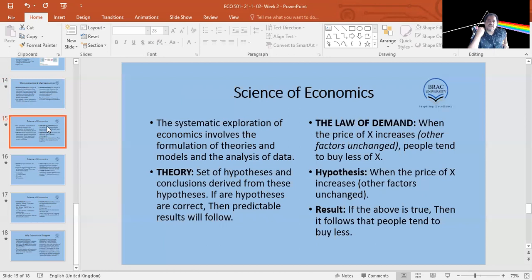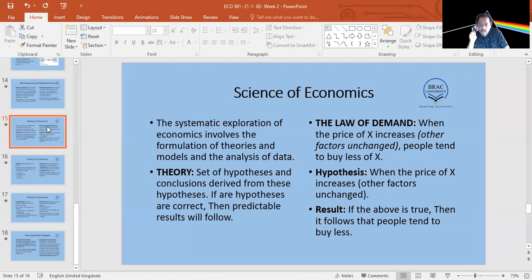A hypothesis is just a statement about the population. For example, the people of Bangladesh have a per capita GDP of a certain number. Then we go and analyze whether it is true or not. For example, we make a statement: when the price of something increases, people tend to demand less. This is the hypothesis.